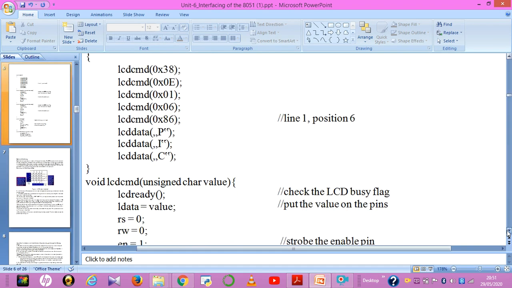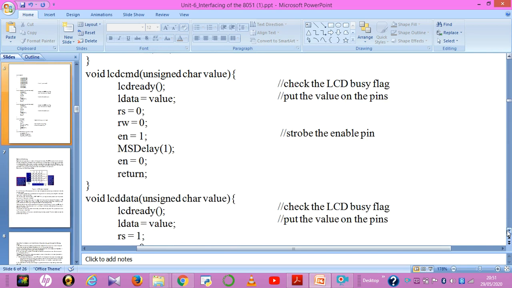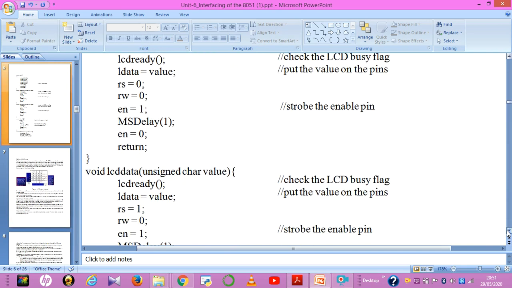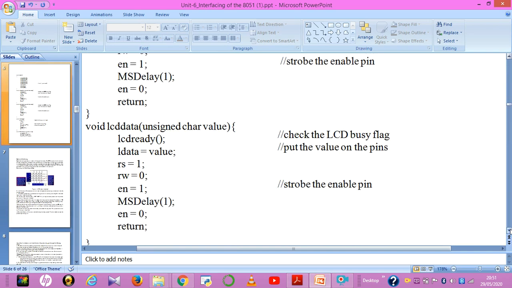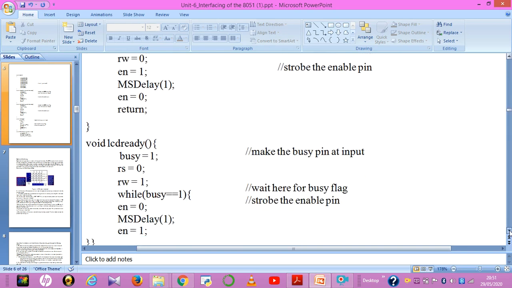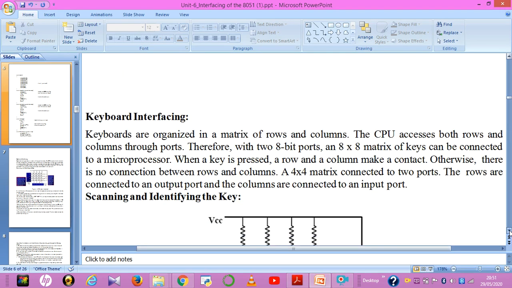This is the same program I have written in terms of a C program. They are going to ask both in assembly as well as in C. Same technique, only I am explaining in the format of C. Remaining everything will be the same.